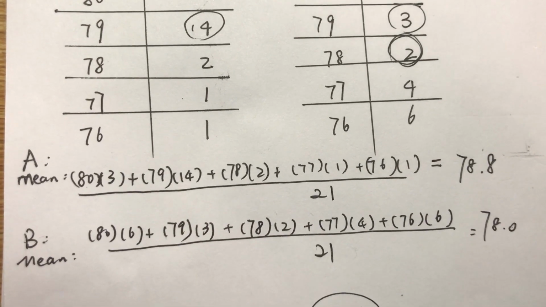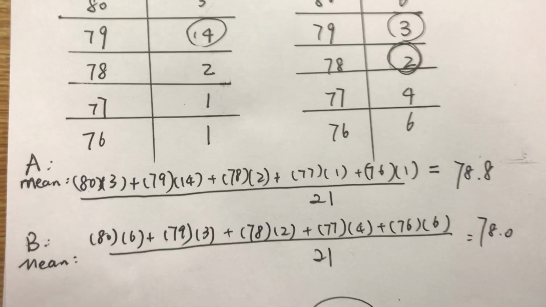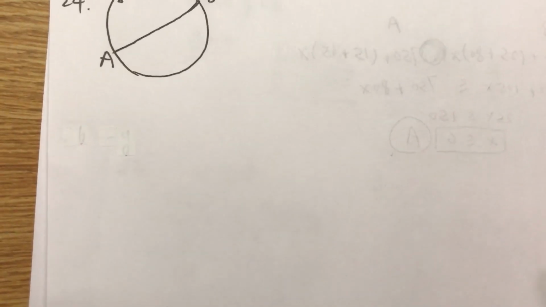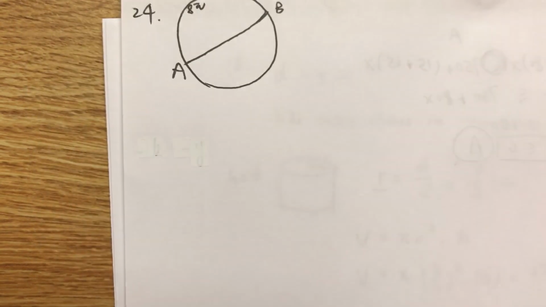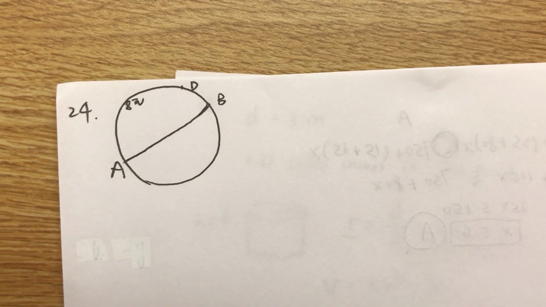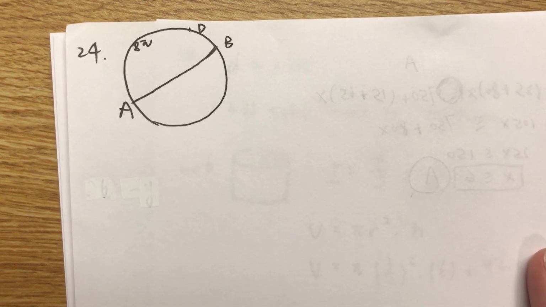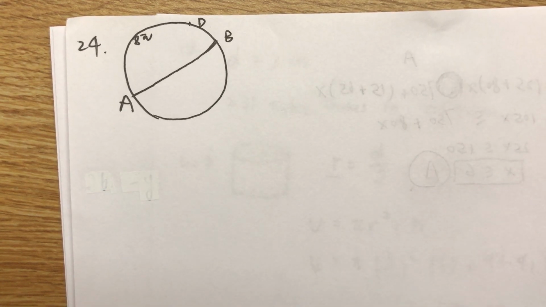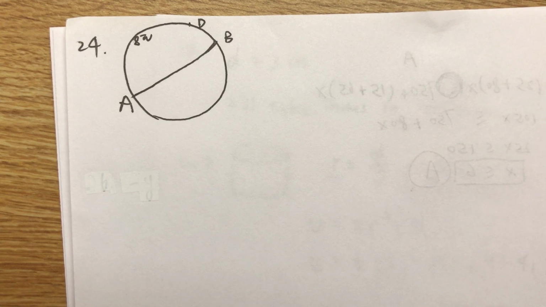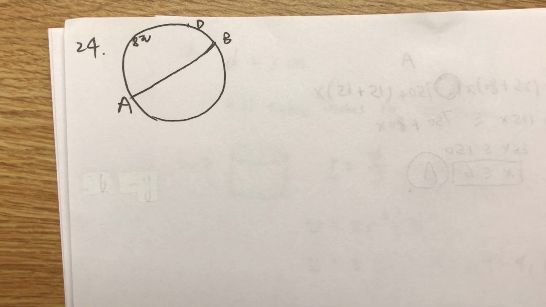Then we move on to another question, question 24. Question 24 is about a circle. In the circle above, segment AB is a diameter. If the length of arc ADB is 8 pi, what is the length of the radius of the circle?